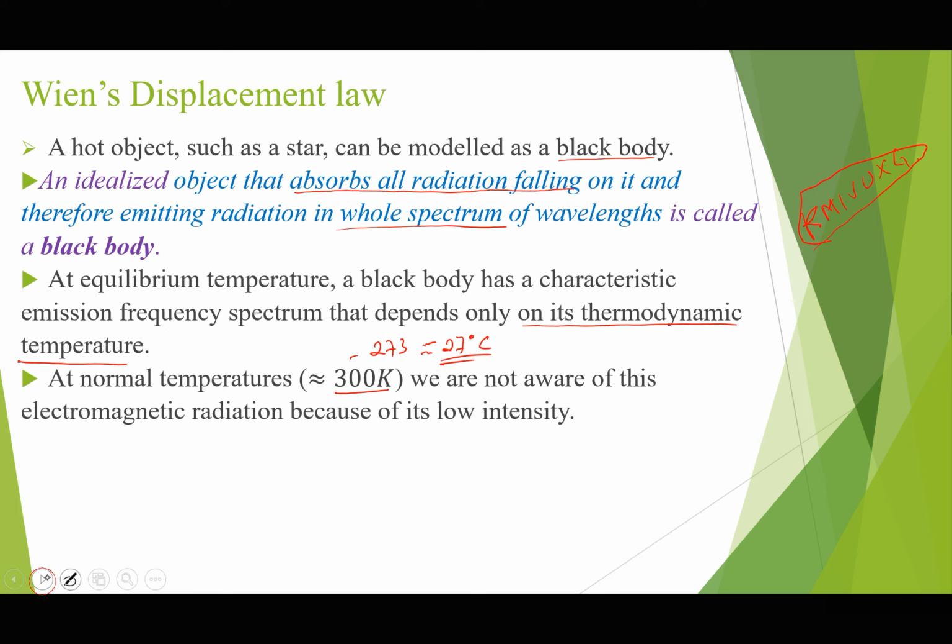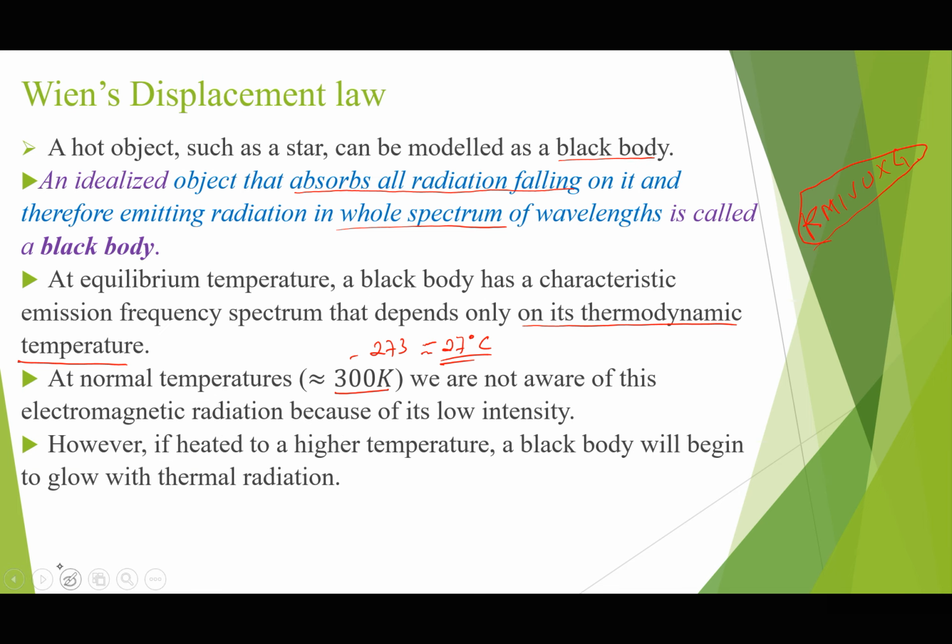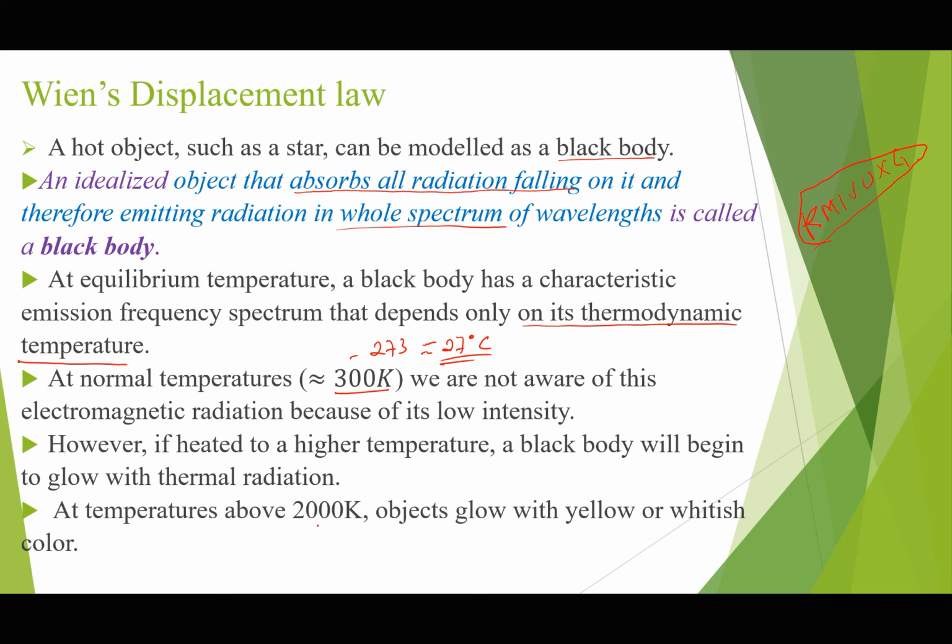However, if we continue heating the body, if the temperature of the body is high, the black body now begins to glow with thermal radiation. In other words, it begins to glow, turning to wavelengths whose colors are visible to our eyes. That's why at very high temperatures, for example above 2000 Kelvin, objects start glowing yellowish or whitish. Now we are in what we call the visible spectrum.